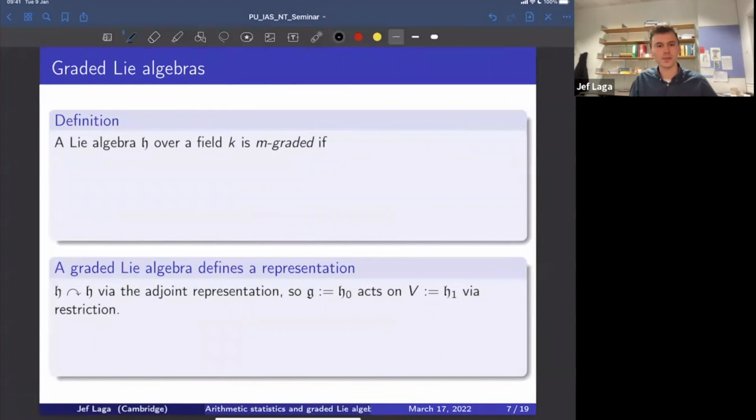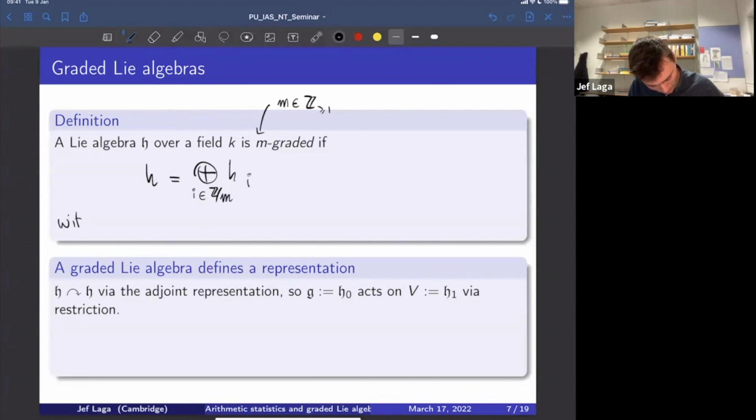So here's a definition. Suppose I start with a Lie algebra 𝔥 over a field K. Then such a Lie algebra is called m-graded, where m is a positive integer, if there is a decomposition of 𝔥 into m subspaces with the property that if you bracket the ith part with the jth part, you land in the (i plus j)th part.